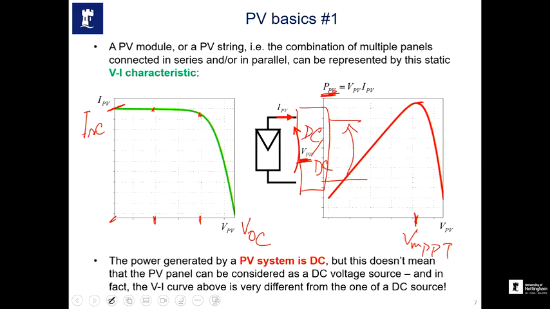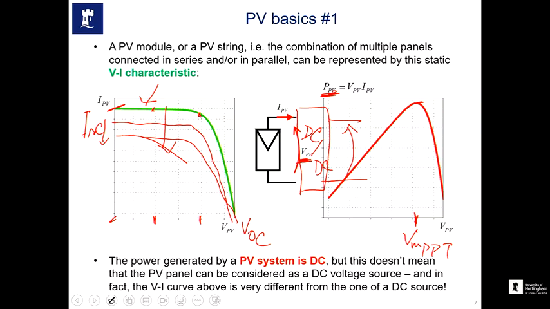Now, another problem is that this IV characteristics that we are seeing is not fixed. It changes with irradiation and it changes with temperature. I'll just quickly draw what will happen with irradiation. When you change the irradiation, the short circuit current goes down as the irradiation goes down. Irradiation means the intensity of the sun, how sunny it is. If it goes down, the short circuit current goes down.